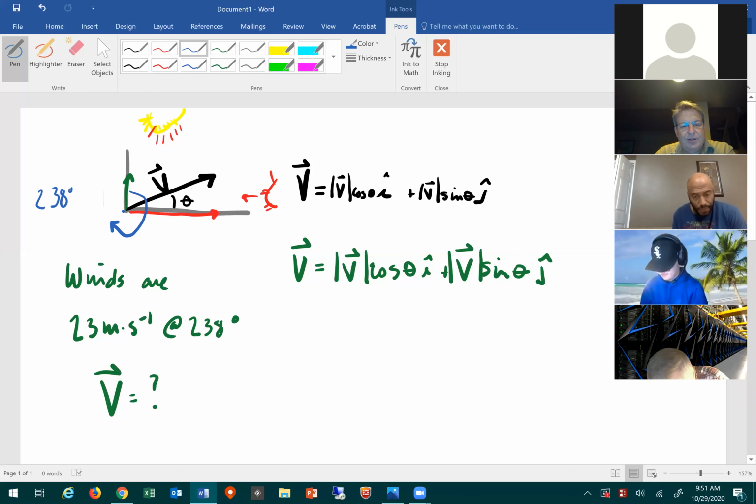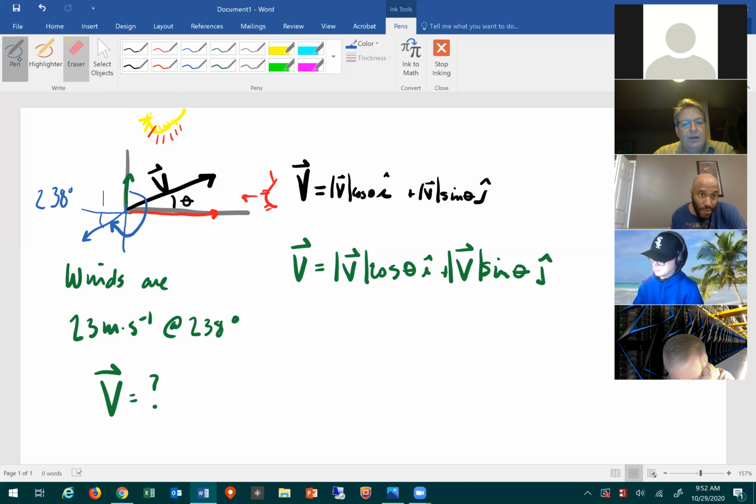So what I would say is, if that's the case, then what's this angle? And what's this angle? Can you figure that out? Actually, you don't need this one, do you? You need this angle. So what is this angle? It's 270 minus 238, which would be 32. So theta is 32.